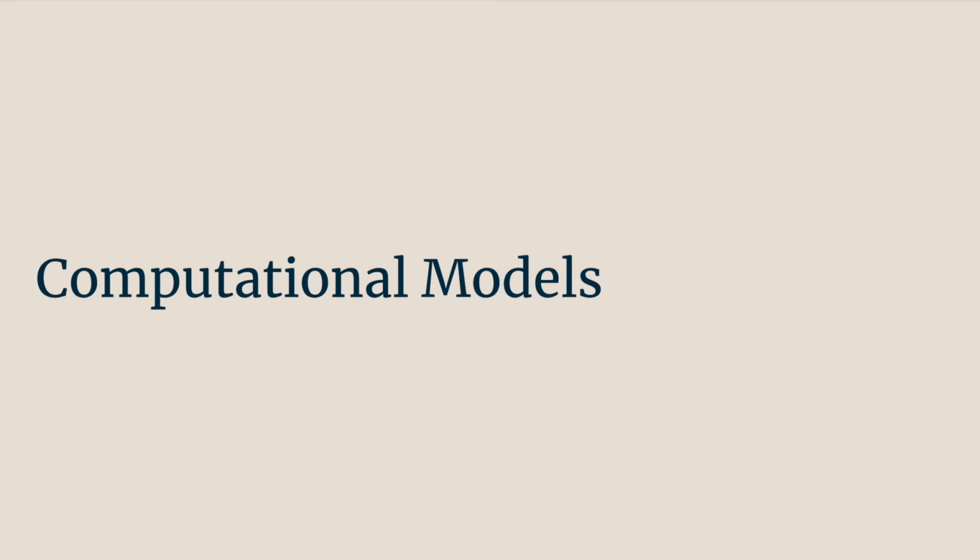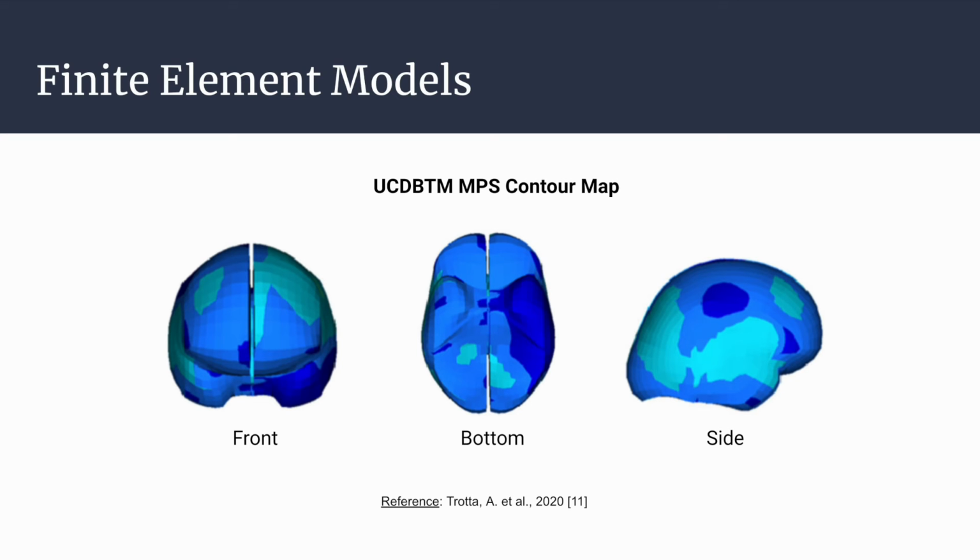Moving on to computational models. Several FE head models have been developed to various degrees of accuracy and complexity, such as the UCD brain trauma model shown here. These FE models have been used to validate strain metrics, calculating global MPS, or 95th percentile strain in brains. Emerging research simplifies the conversion from experimental loading conditions and output MPS using machine learning.